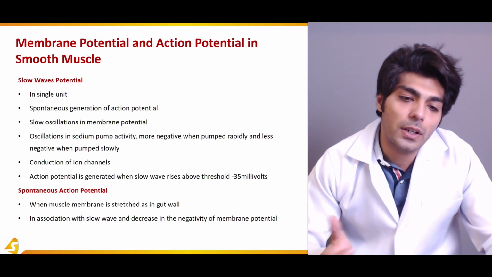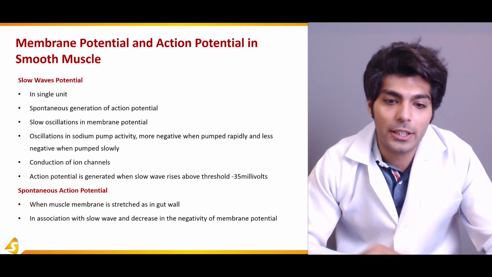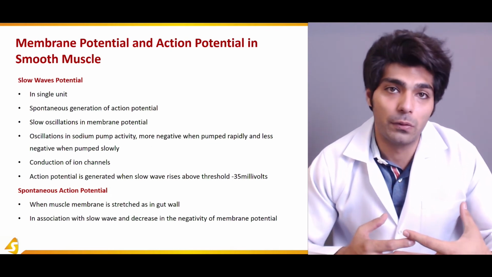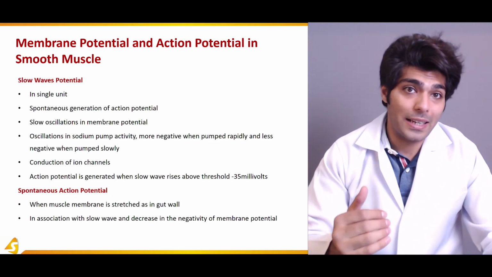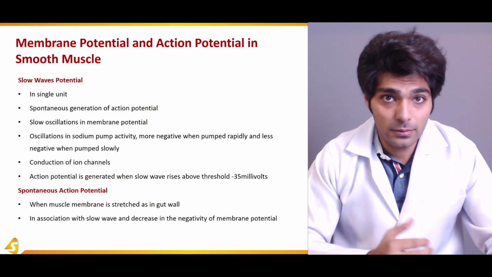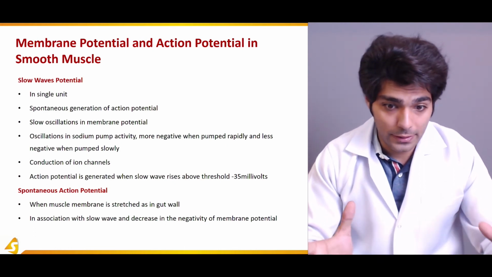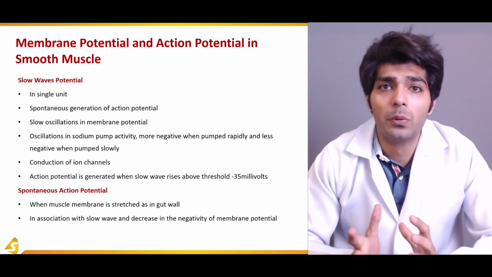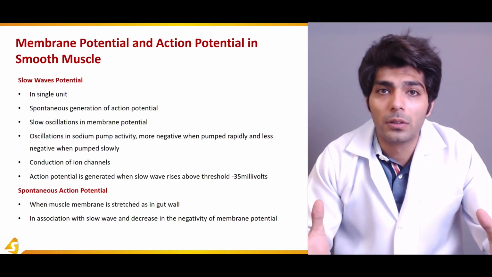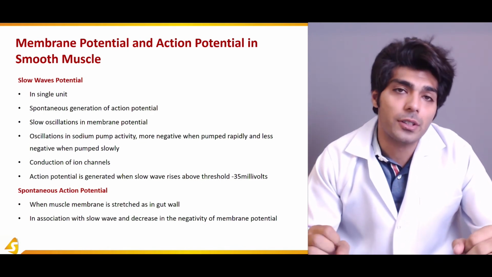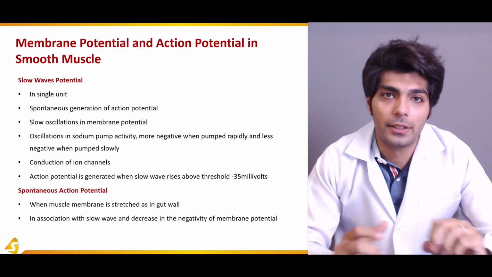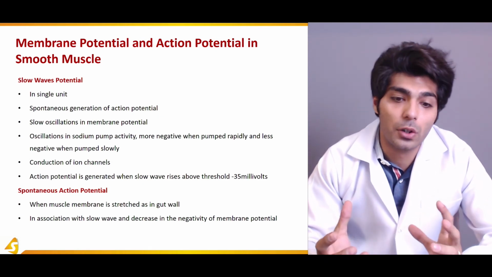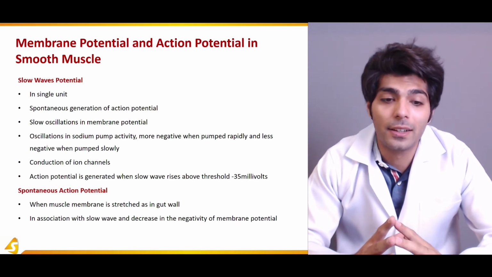There is conduction of ion channels, and the action potential is generated when the slow wave rises above the threshold of minus 35 millivolts, which is about 30 less negative than the skeletal muscle. Because of these features in the potential generation, the slow waves cause prolonged contractions in the smooth muscle cell. And then there is spontaneous action potential when the muscle contraction is stressed, as in the gut wall.